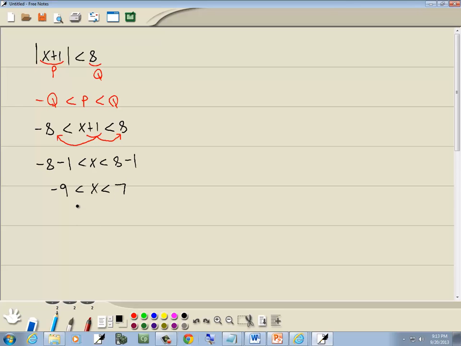Now our last step we don't have to do. That would be to divide all 3 sides by a number in front of our x, because x is already by itself.